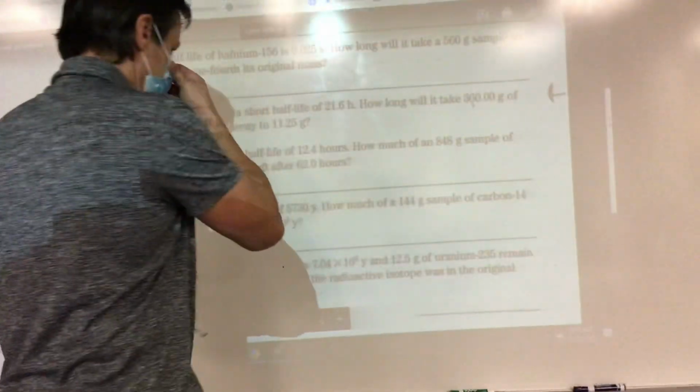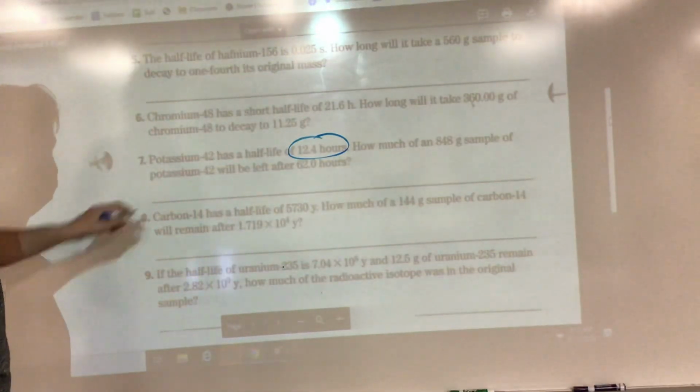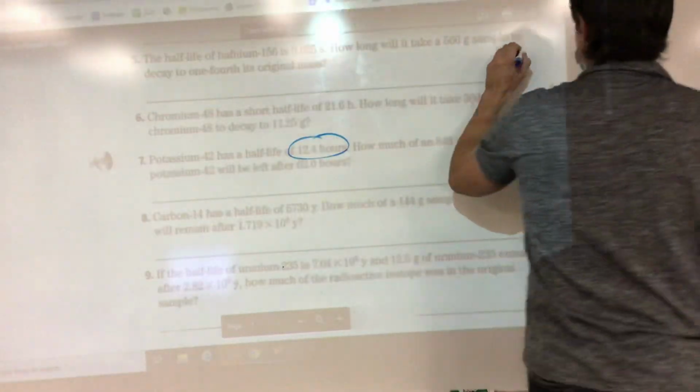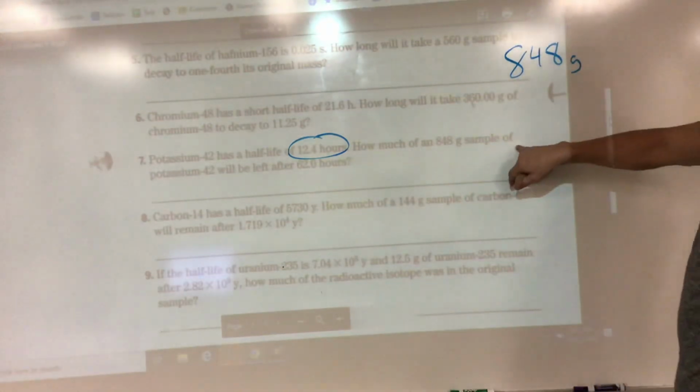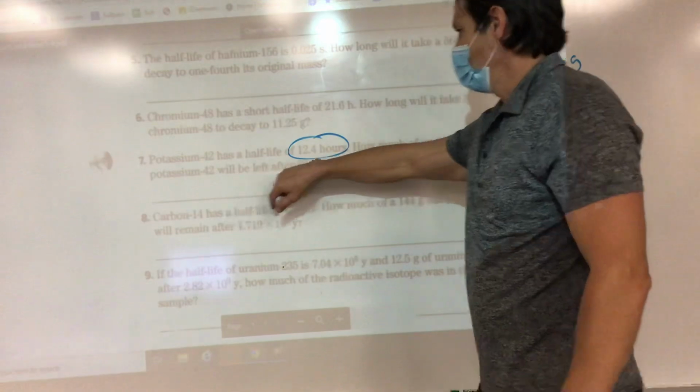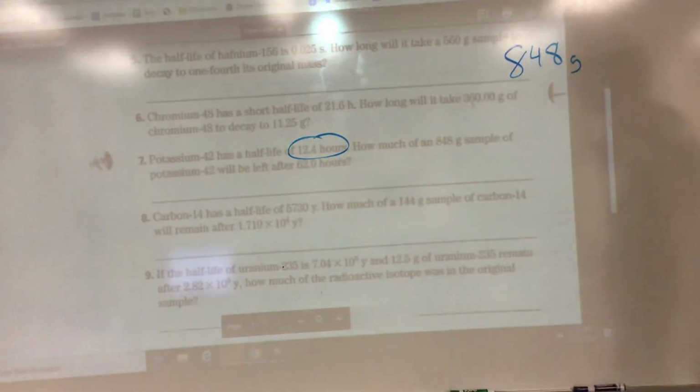Number 7. Potassium 42 has a half-life of 12.4 hours. Same stuff. Just beating this in your head. 12.4 is the half-life. I have 848 grams of potassium. Well, how much of 848 will be left after 62 hours? So same thing.